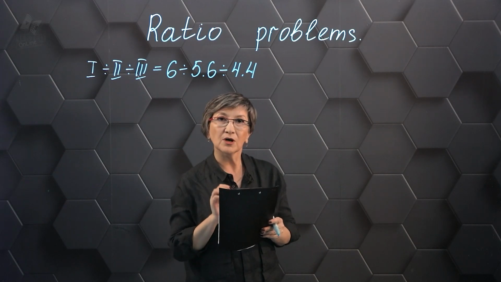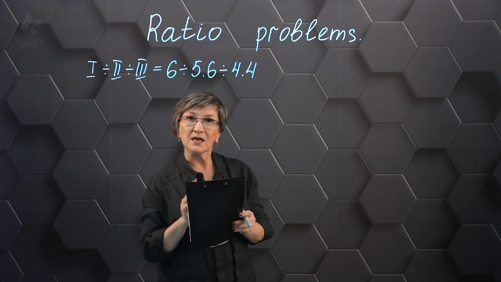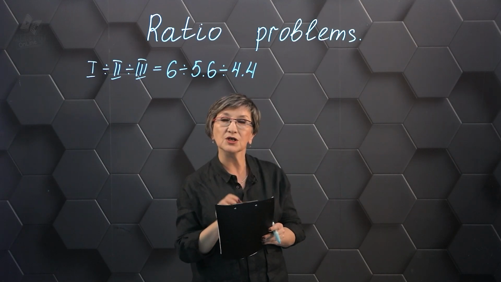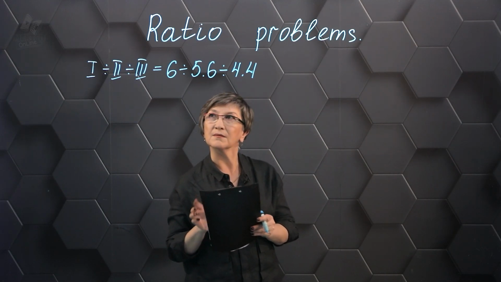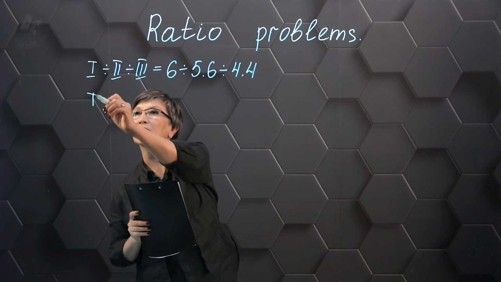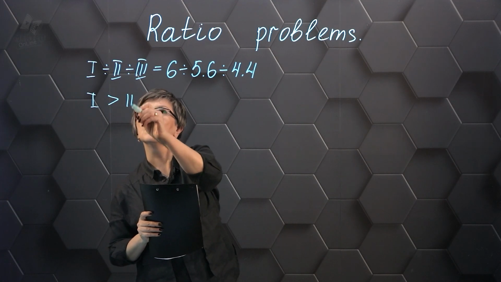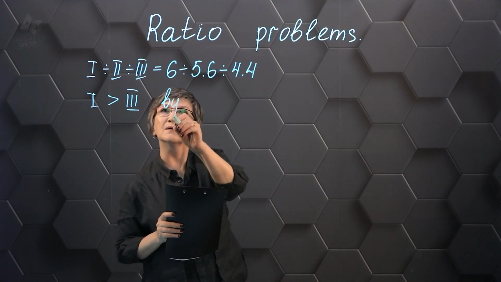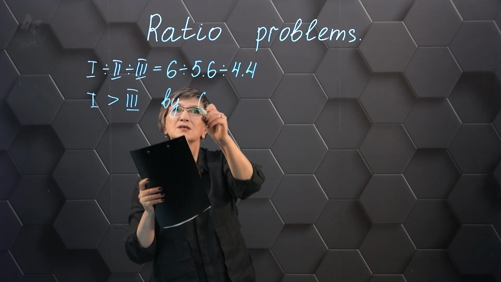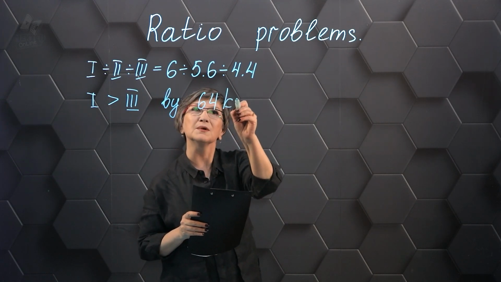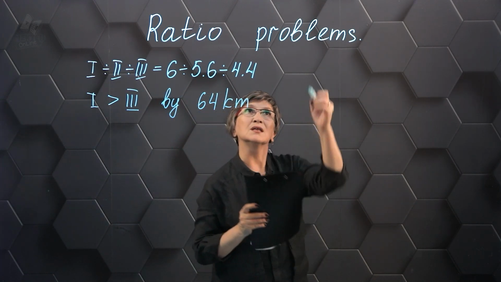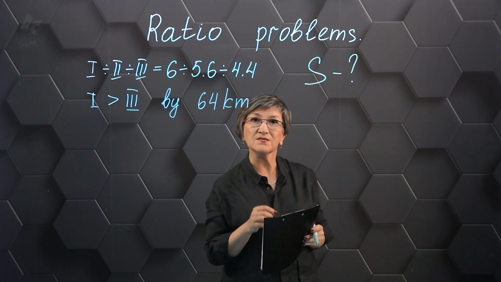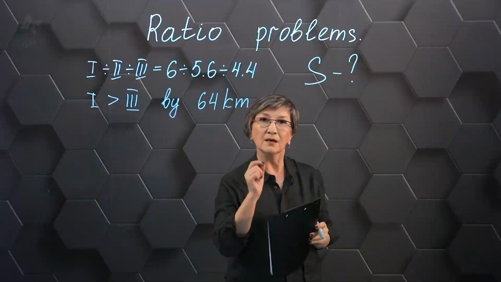But we have another condition. On the first day, they traveled 64 kilometers more than they did on the third day. They traveled more kilometers on the first day than on the third day by 64 kilometers. We need to find the distance that the travelers traveled in three days.